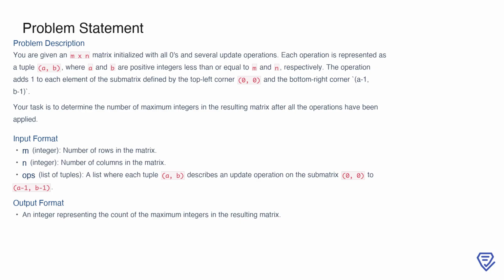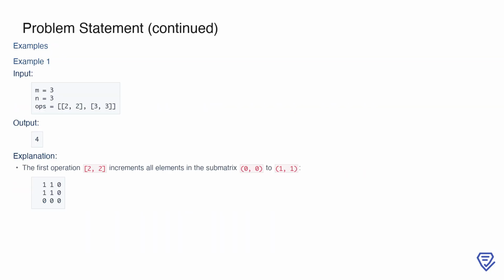Our goal is to determine how many cells in the resulting matrix contain the maximum value after all these operations are applied. The input includes the dimensions of the matrix, m and n, as well as a list of operations, ops. The output is a single integer, which is the count of the maximum elements in the matrix. Let's look at an example to make this clearer.